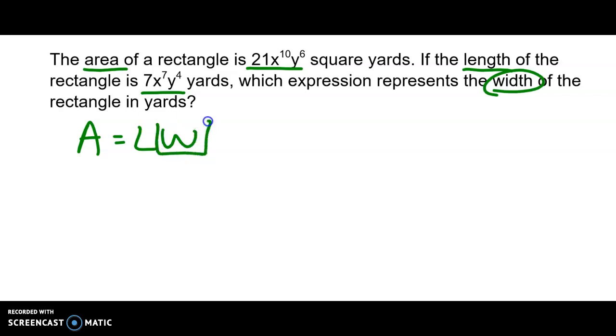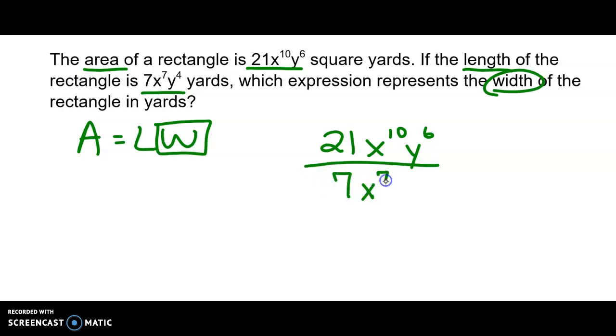So if we're trying to find the width, we're going to be doing the opposite of multiplying. We're going to divide. So we take the entire area of the entire rectangle, and we're going to divide it by the length, which is 7x to the 7th, y to the 4th. And that should give us our width. And we'll find out what that is.